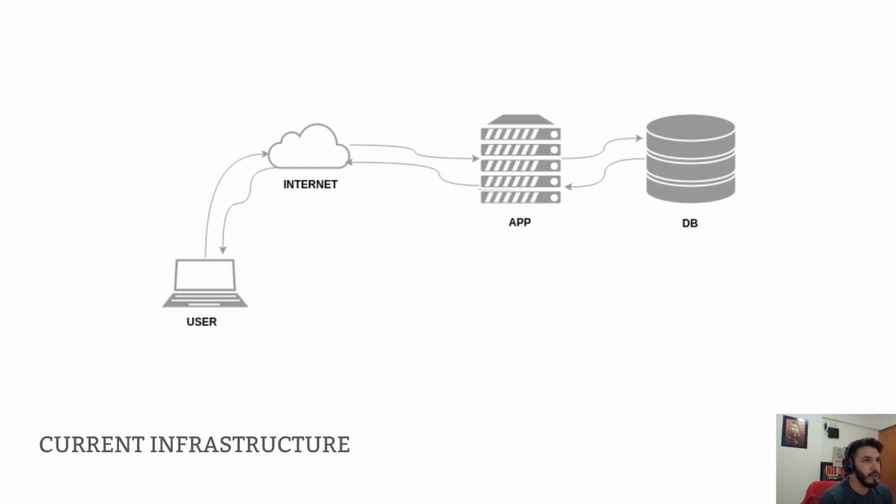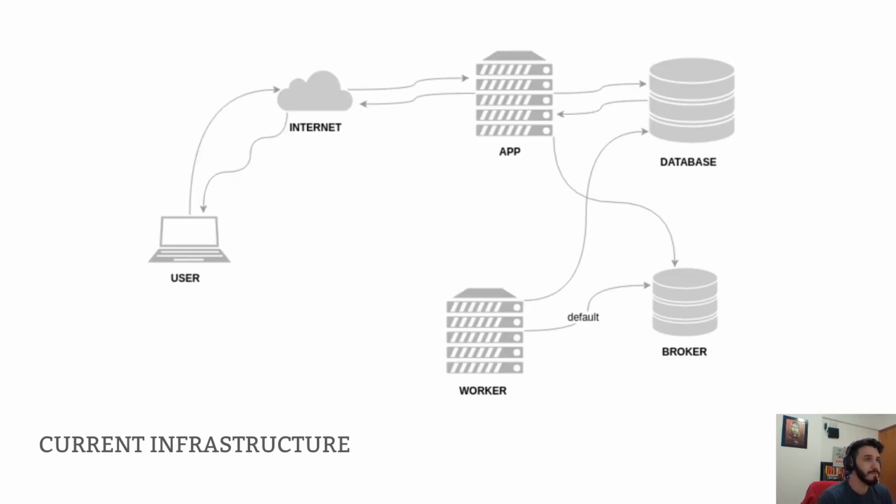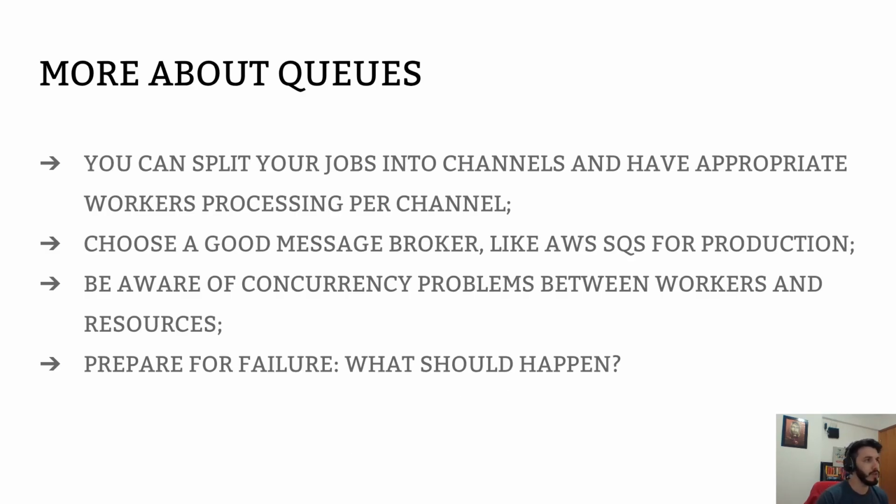So this is our current infrastructure. With the two new pieces, we got this. We receive requests from the user over the internet to our web application, which interacts with the database and sends messages to the message broker so they can be processed later. And then we have the worker piece, which keeps listening for new messages in the message broker and processing them, interacting with the database.